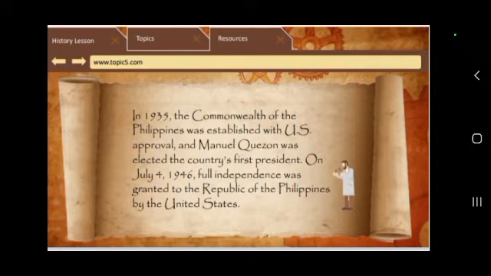In 1935, the Commonwealth of the Philippines was established with U.S. approval, and Manuel Quezon was elected the country's first president. On July 4, 1946, full independence was granted to the Republic of the Philippines by the United States. So in 1935, Manuel Quezon was elected first president, and on July 4, 1946, independence in the Philippines was granted by the United States.